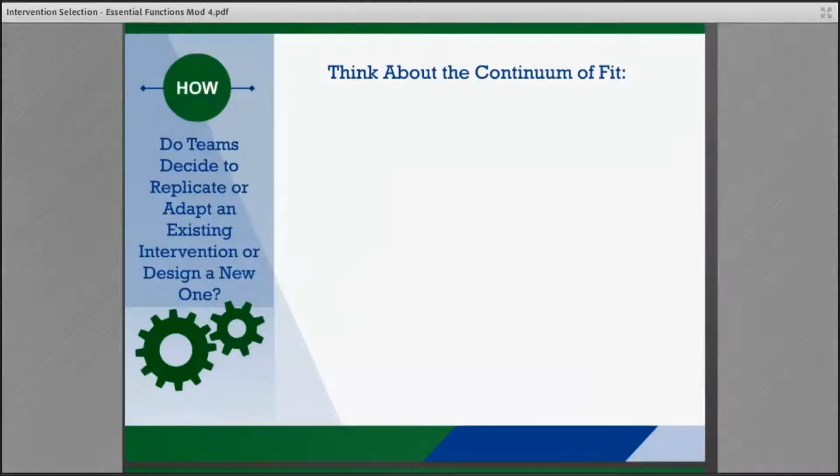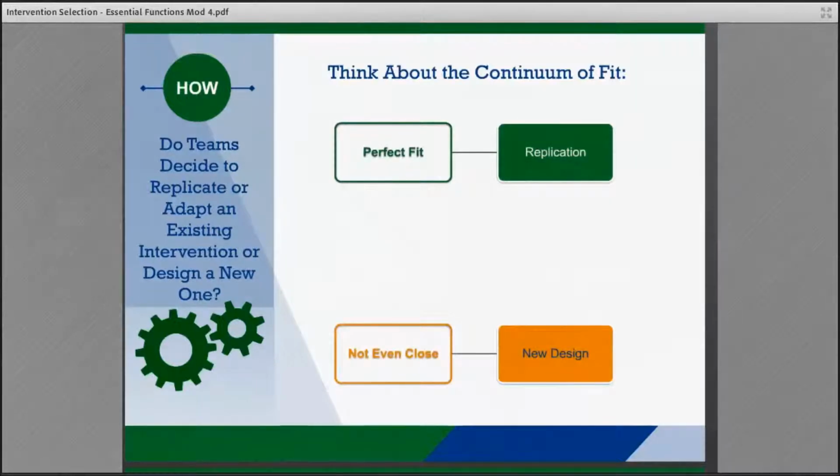Let's move into some of the considerations that teams need to reflect on prior to making a decision. The continuum of fit, as described in the brief, moves from one extreme of finding an intervention that is a perfect fit to the other extreme of finding nothing that is even close to the needs of the agency in strategies, policies, or practice. In the middle of the continuum is where most agencies will end up.